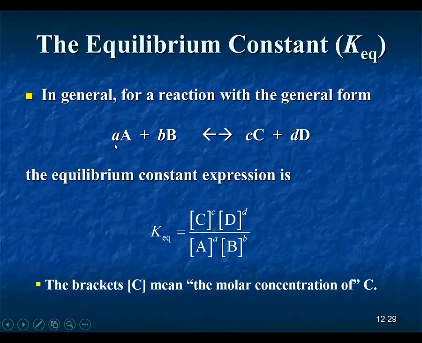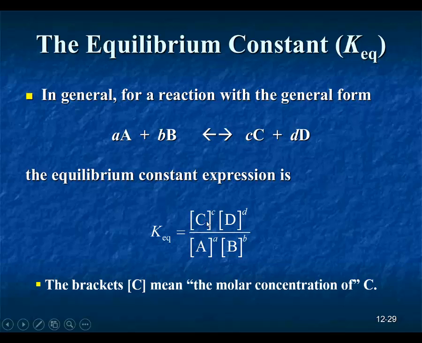Now, I do take the coefficient in the balanced equation, and that becomes an exponent in my equilibrium equation. So I would have product C to the exponent of its coefficient times the concentration of product D to the exponent of its coefficient, over reactant A's concentration to its exponent a times the concentration of B to its coefficient as an exponent b here.